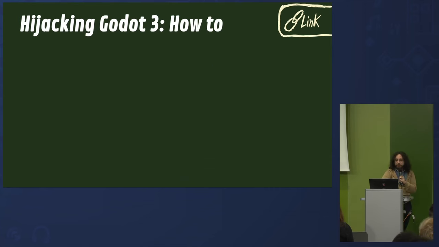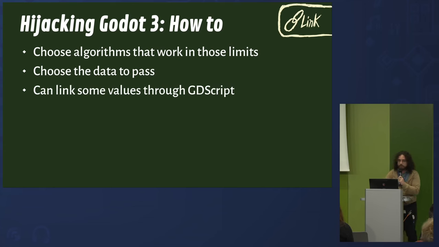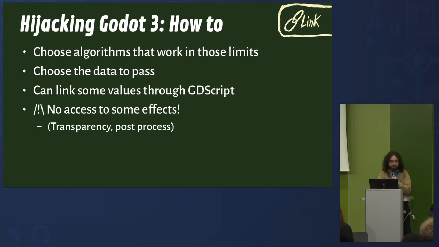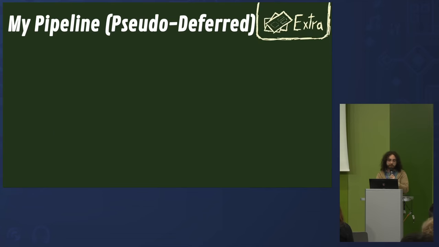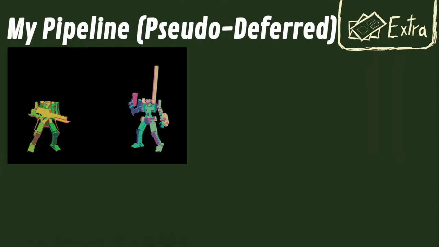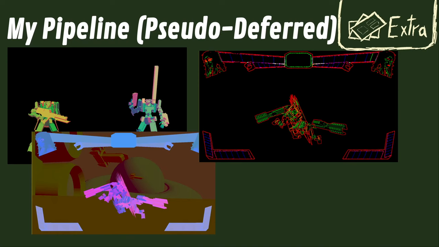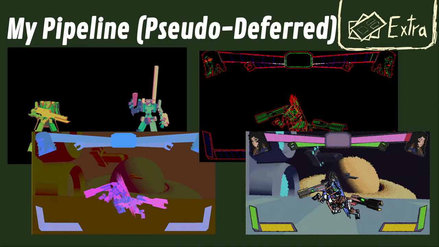But yes, so with Godot 3, you need to choose algorithms that work within those limits and choose the actual data, because I have only 24 bits to use. But you can link some of them through GDScript. But watch out, you don't have access to all of the effects; for instance, transparency or post-processes you have to redo. So my pipeline is pseudo-deferred because I do use some of the same concepts, but I actually keep my light data here. So I actually accumulate my toon shading here in that aspect. I do my renders, then I composite them to have my frame. Then I have a line pass to find the outlines, and then I combine them together.